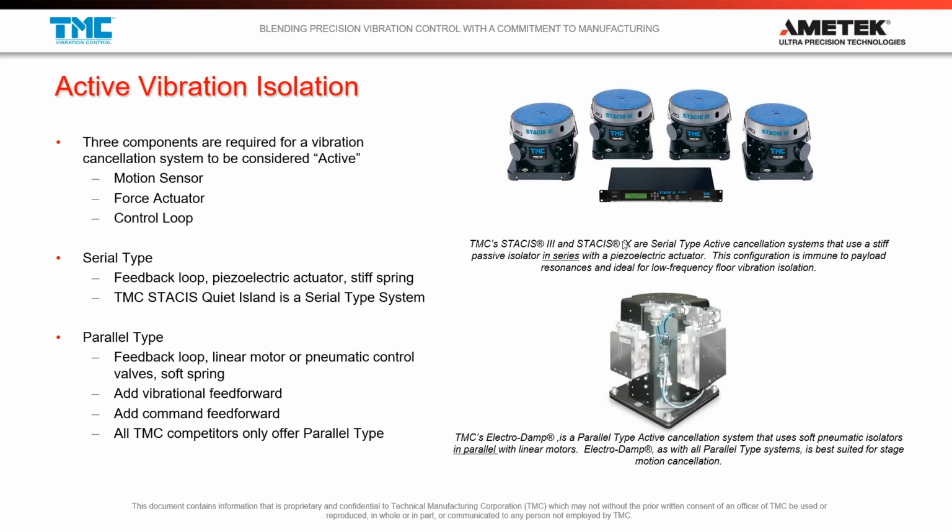Active vibration cancellation systems are kind of your next step up for isolation. And what we talk about when we talk about an active vibration isolation system is something that actually has to have 3 components. It has to have a motion sensor, it has to have a force actuator, and it has to have some sort of control loop. And these 3 things are really, really important because if you don't have one of these, then it could be considered active in some ways, but it's not truly active because there's really no force actuator.